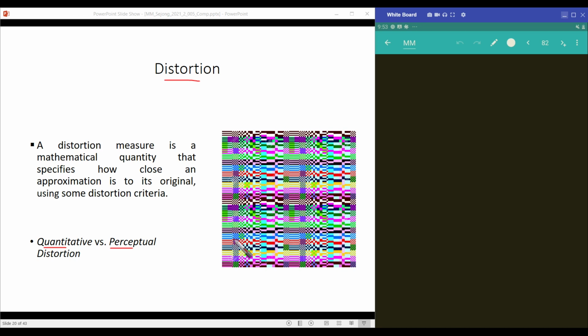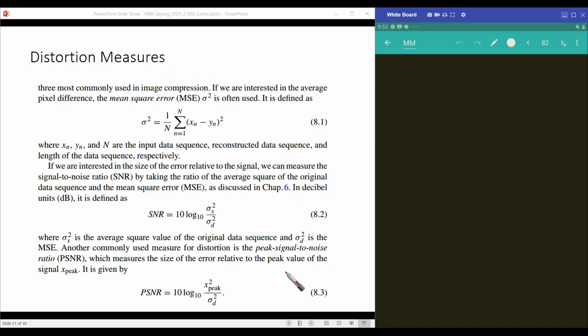Perceptual distortion is what you just see and how you feel, so that kind of thing is perceptual. The other is quantitative, where you measure mathematically. If we measure distortion mathematically, there are several distortion measurement metrics. The first distortion measurement metric is mean squared error. Sometimes we represent mean squared error with sigma squared.